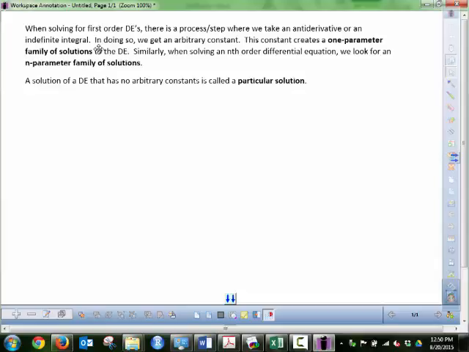So back to this statement over here. They're talking about arbitrary constants. When you create an arbitrary constant, we have what's called a one-parameter solution. When you have an order higher than 1, you would probably have to integrate more than once, and when you do that, you create more arbitrary constants. So you have a 2-parameter family of solutions or a 3-parameter family of solutions, depending on how many times you integrate.